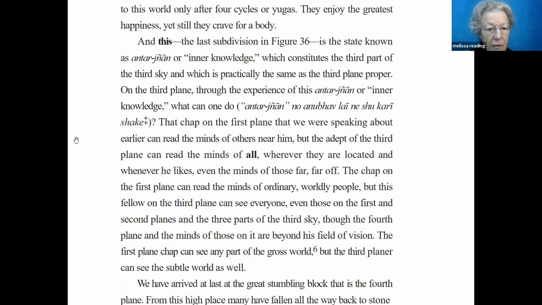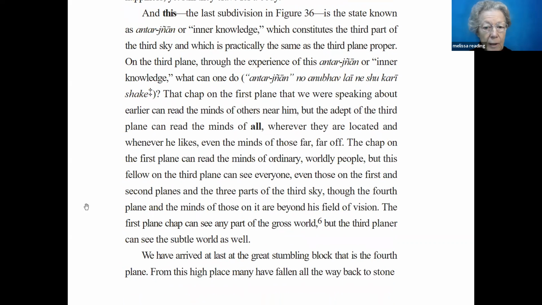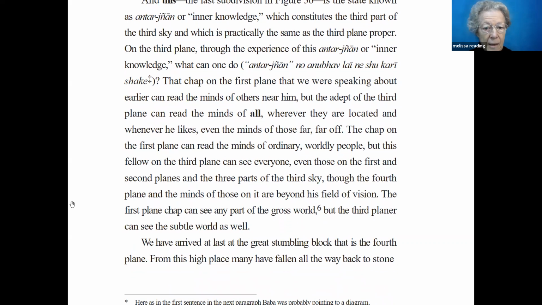Okay, there we are. That chap on the first plane that we were speaking about earlier can read the minds of others near him, but the adept of the third plane can read the minds of all, wherever they are located, and whenever he likes, even the minds of those far, far off. The chap on the first plane can read the minds of ordinary worldly people, but this fellow on the third plane can see everyone, even those on the first and second planes, and the 3 parts of the third sky, though the fourth plane and the minds of those on it are beyond his field of vision. The first plane chap can see any part of the gross world, but the third planer can see the subtle world as well.